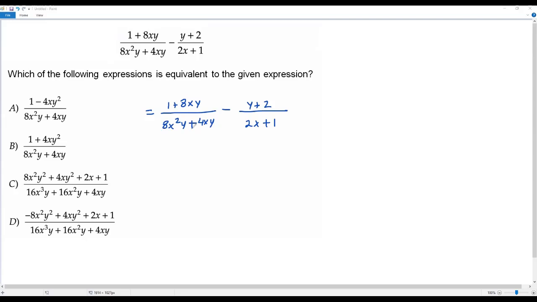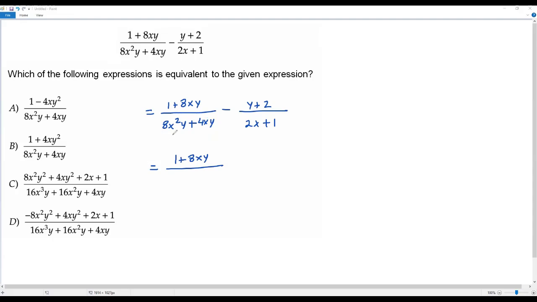Okay, now here both the denominators contain a variable. So if I factor the first denominator, that is 8x square y positive 4xy, I'll have a chance to get the same denominator for both the fractions. Okay, now in my next step, I'm going to factor the denominator in the first fraction. So let me write the numerator as it is. It is 1 positive 8 times xy. Okay, so how do we have to factor this expression?